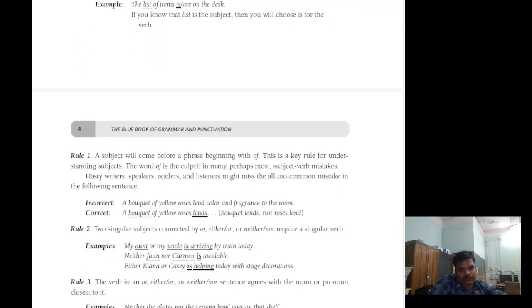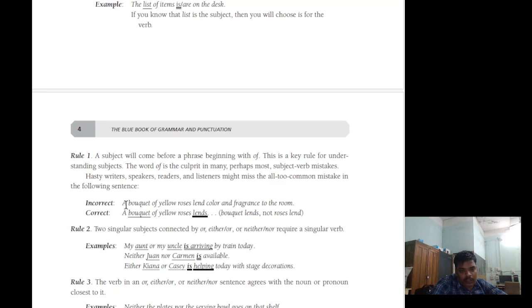Next sentence, that was the basic rule. This one is rule 1. A subject will come before a phrase beginning with of. This is a key rule for understanding the subject. The word of is the culprit in many, perhaps most, subject-verb mistakes. Hasty writers, speakers, readers, and listeners might miss the all too common mistake in the following sentences.